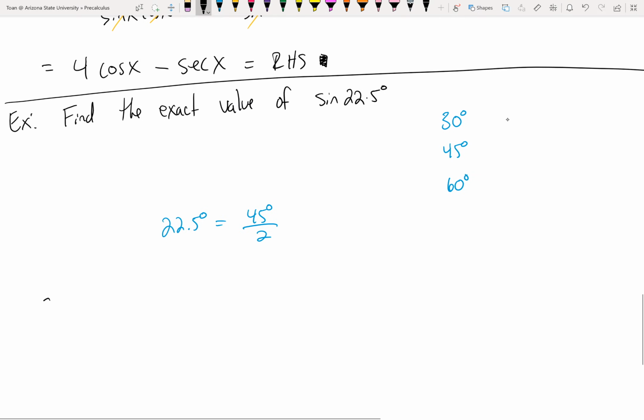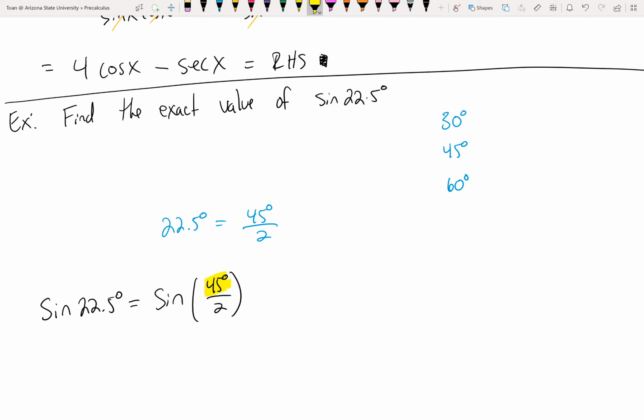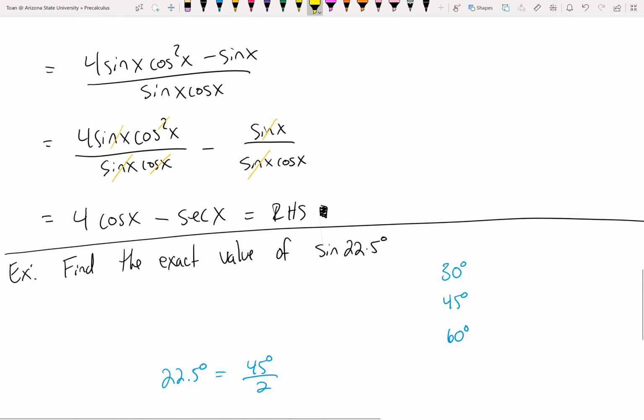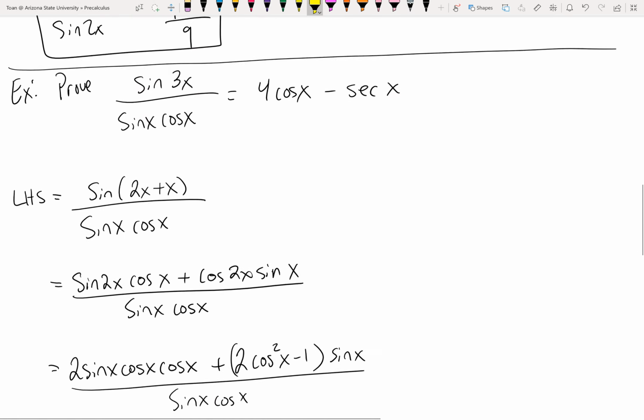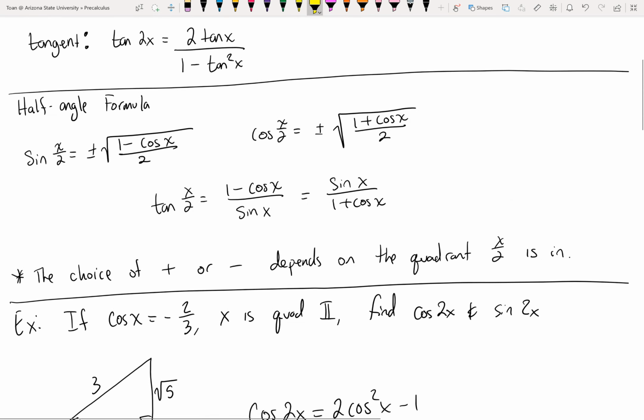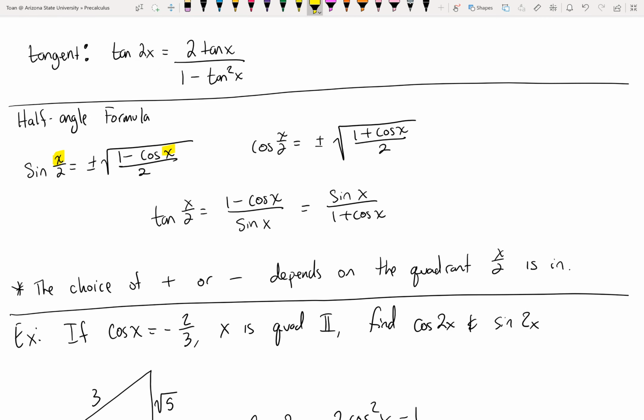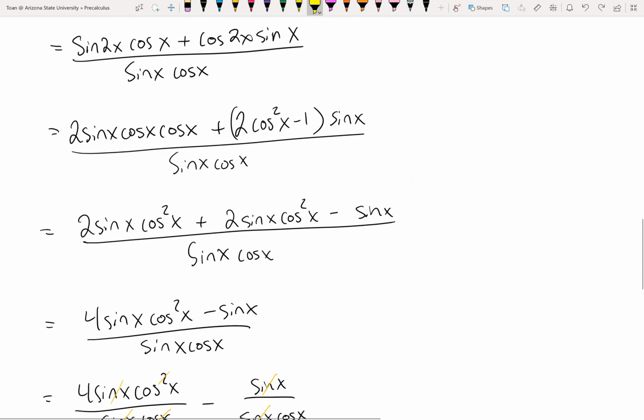So I know that sine of 22.5 degrees is sine of 45 degrees over 2. So that is my special angle. So notice how the 45 is above the over 2. It's in the numerator. So in the half angle formula for sine here, this is where I'm going to plug in the 45. So it's the 45 that we're actually using. We're not using the 22.5 anymore. So just following the formula.